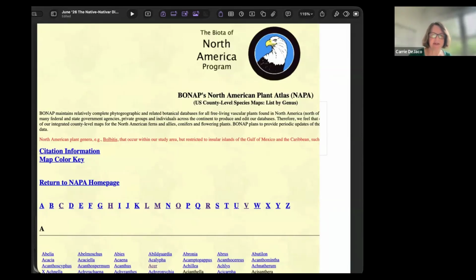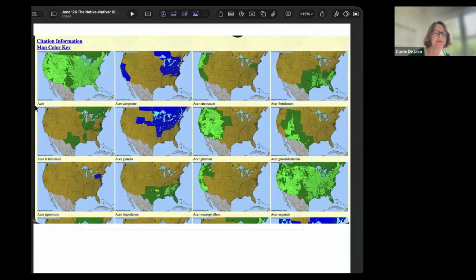If we click on one of these genera here, we'll get a map. So I clicked on Acer, our maple genus. It comes up here with all of these maps, and this page would go on with all of the different species in North America within this Acer genus. So here we can bring up all of these maps. Let's say I want to know if Acer floridanum is native to my area. The dark green color here is showing the states to which this is native. And then we really want to focus in on the lighter green color, and that shows us the counties to which this plant is native.